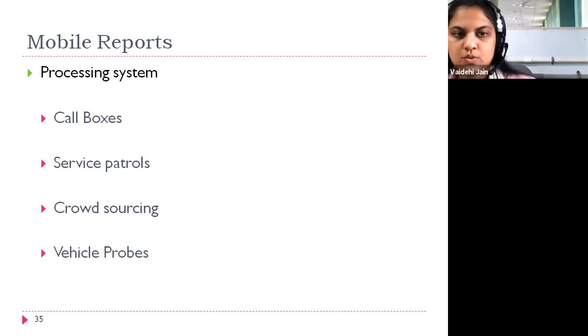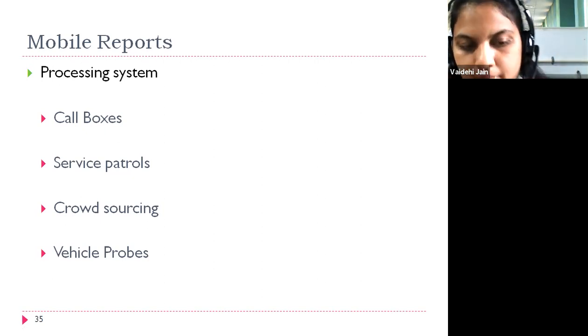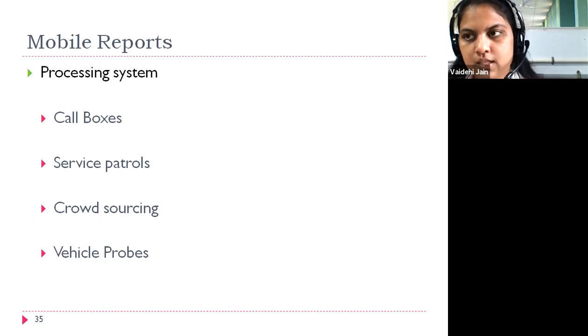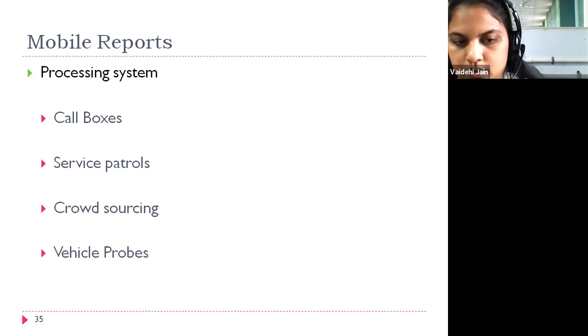And the next one, the last one, is vehicle probes. A vehicle probe is where the actual vehicle detects the data and gives it to the traveler. This is not much in use, but the vehicle probe is again part of the processing system. If no other system is available, the original vehicles are there for this mobile report generation.